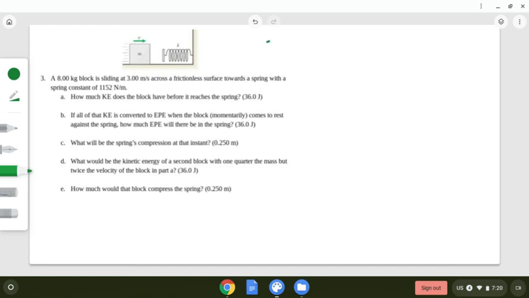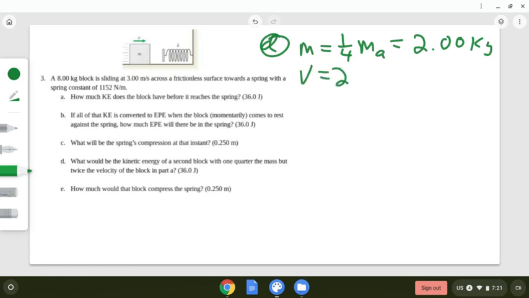So for part D, let's see what we know. We know that this block has 1/4 the mass. So the mass of this is 1/4 the mass of the block in parts A through C. Well, that was 8 kilograms, so this must give us a mass of 2 kilograms. And our velocity is twice that of the block in part A. So 2 VA. Well, that was 3 meters per second, so this must be 6 meters per second. And we're trying to solve for kinetic energy in joules.